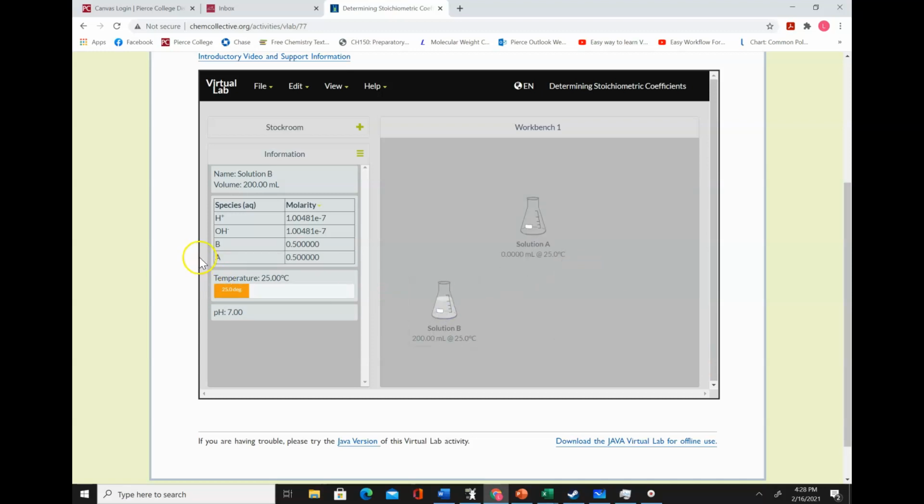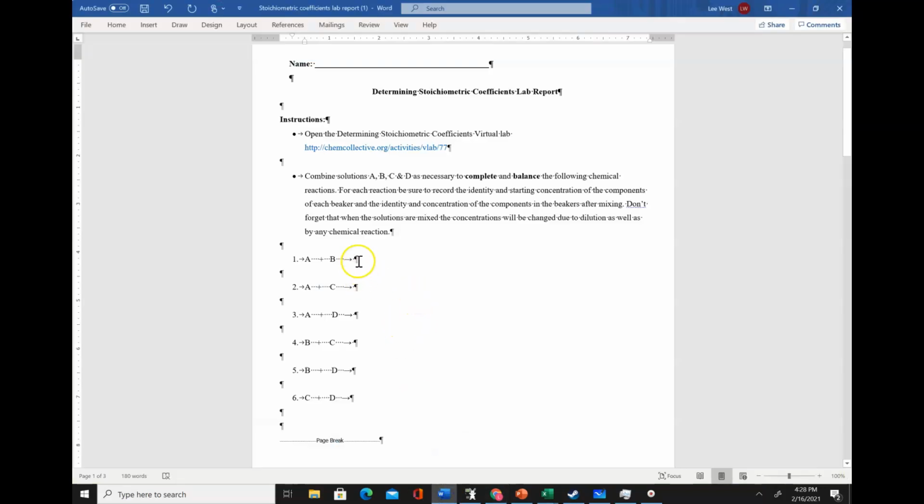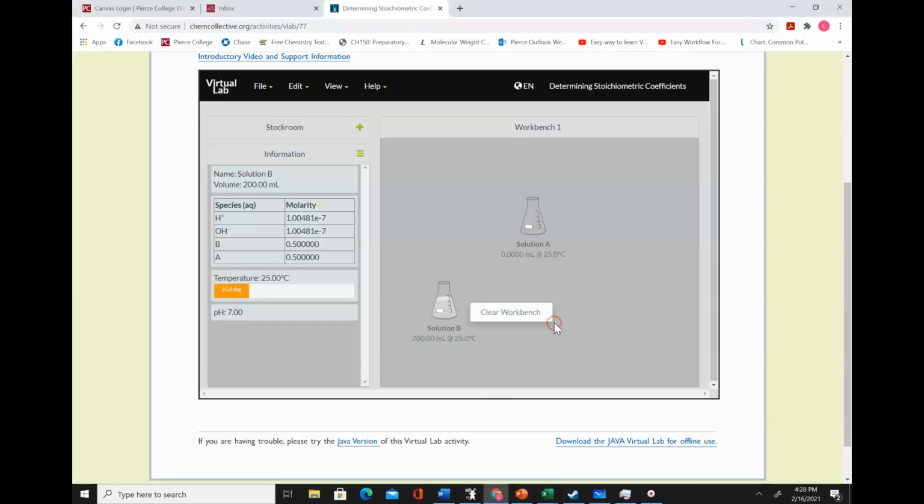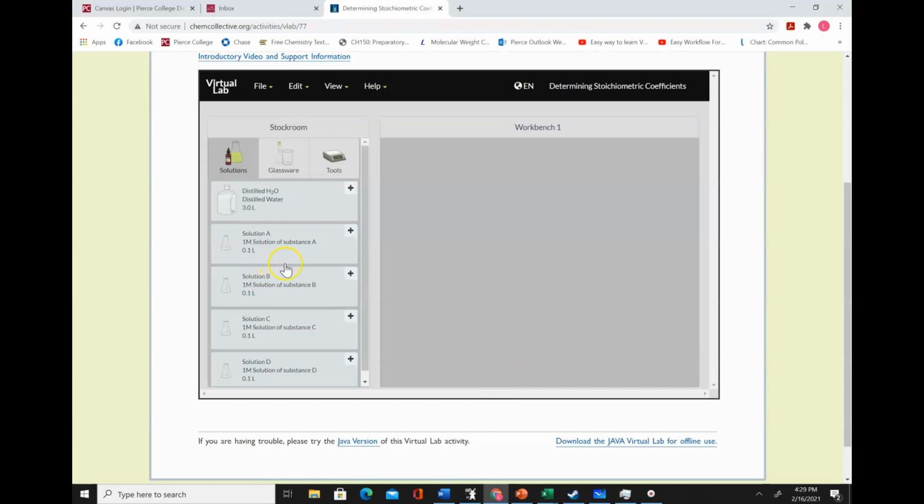And after mixing, I see that I only have A and B. You'll see that the concentration has gone down by a factor of a half because we doubled the volume, but no new substances have formed. So I'm just going to make a note over here that when I mix A and B, no reaction occurs. So now I'm going to clear off the workbench and I'm going to mix A with C.